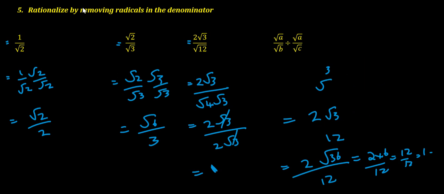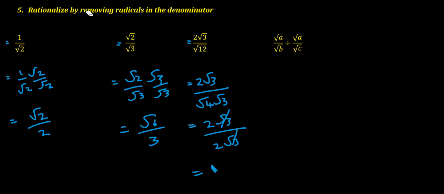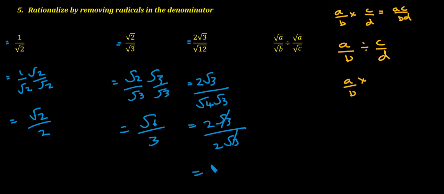Okay, so this needs special consideration, the last one. Recall if we have A over B multiplied by C over D, that's just AC over BD. Now, if we have A over B divided by C over D, remember that we need to invert or flip the second fraction to give AD over BC. These are really important identities which you should know already, but if you don't, please copy them down.